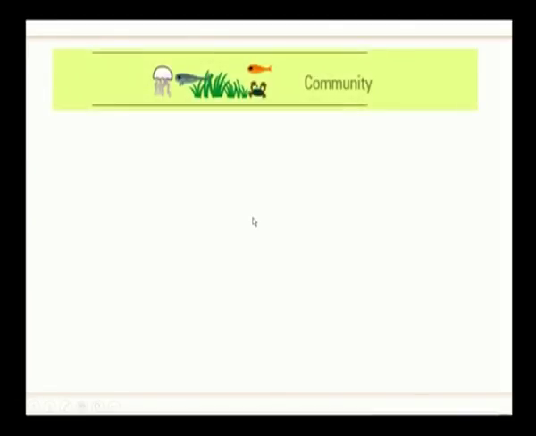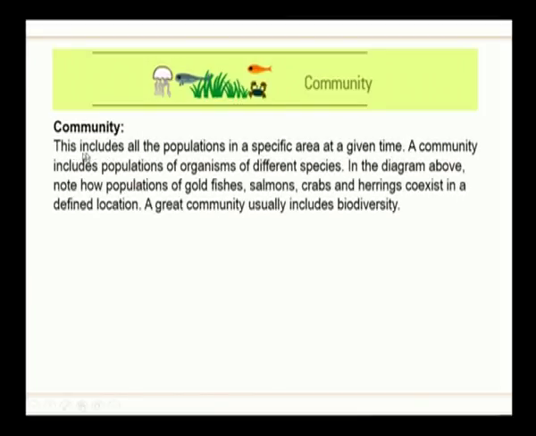So, now moving on to the community. A community includes all the populations in a specific area at a given time. A community includes populations of organisms of different species. In the diagram above, note how populations of goldfish, salmon, crabs and herring coexist in a definite location. A great community usually includes biodiversity. So, as you see in this picture, there are a lot of individuals from different populations interacting, and it forms an ecosystem involving different species.